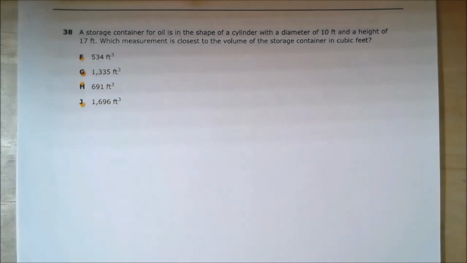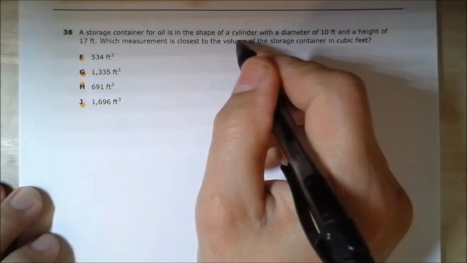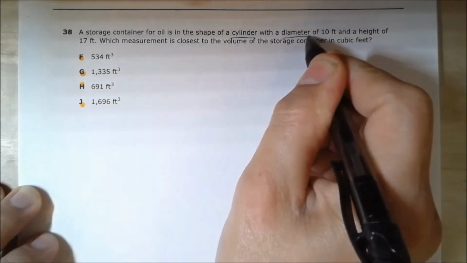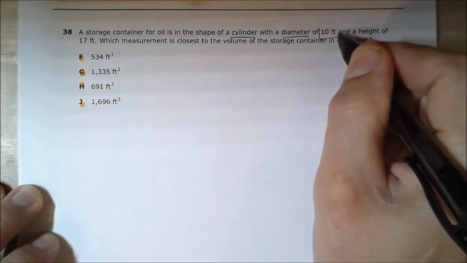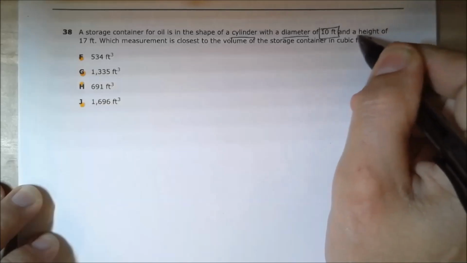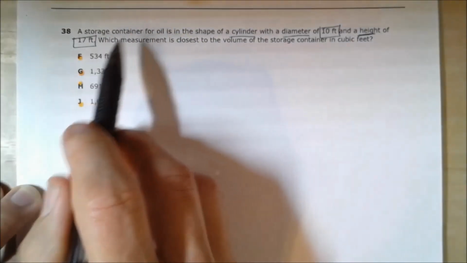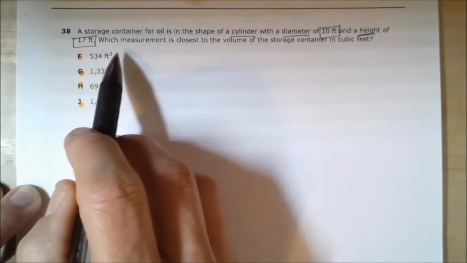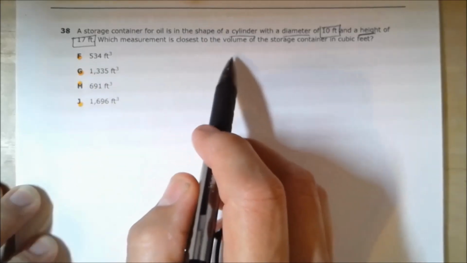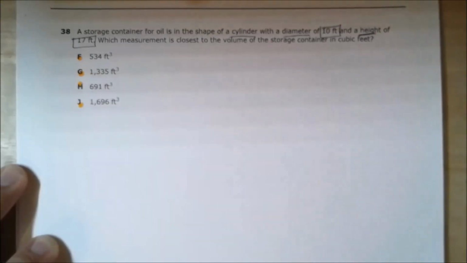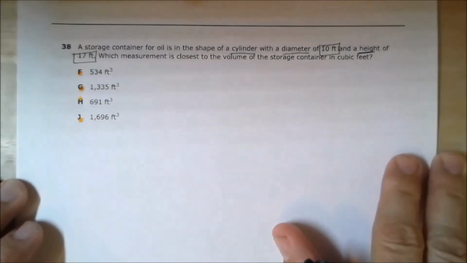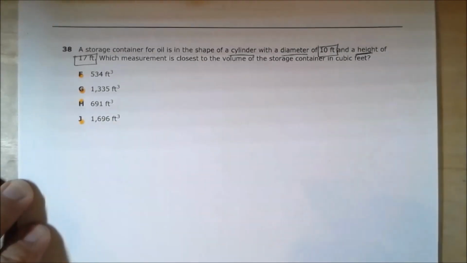38. A storage container for oil is in the shape of a cylinder with a diameter of 10 feet and a height of 17 feet. Make sure you underline keywords and box your answers. Which measurement is closest to the volume of the storage container in cubic feet? So we want to know which one is closest. So we have our values here.